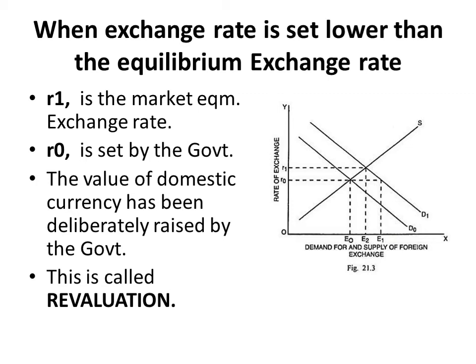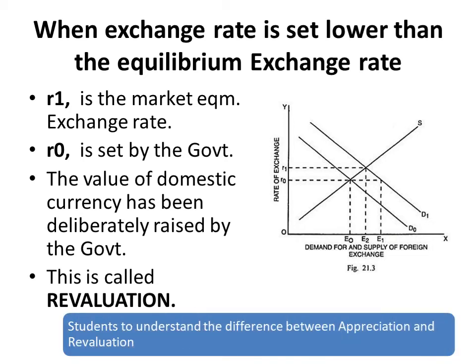Now look at the diagram. R1 is the equilibrium exchange rate and R0 is lower. So when a lower exchange rate is fixed, the value of domestic home currency is deliberately raised, when the rate of exchange is lowered from, let's say, 70 to 50. The exporters will get less. So home currency value is raised by the government. This is called revaluation. Revaluation is the opposite of appreciation.